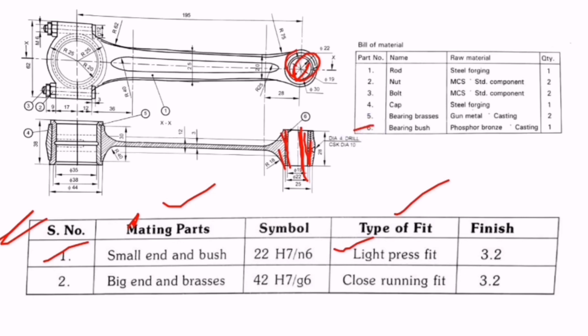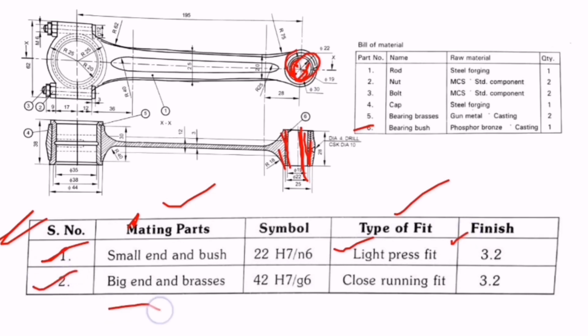The bush is the sixth part. The small end is a circular ring-like structure. Those two are mating together. That is the first mating part, and its fit is light press fit.